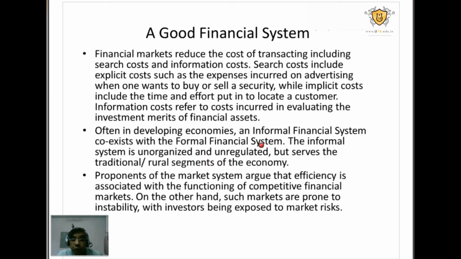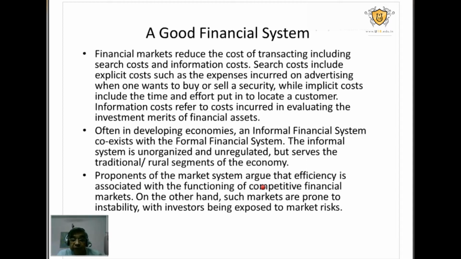Next, often in developing countries, an informal system coexists with the formal financial system. As you are all aware, in India also you have these money lenders who support the formal financial system, but that system is much more deregulated and not under the control of the regulators.